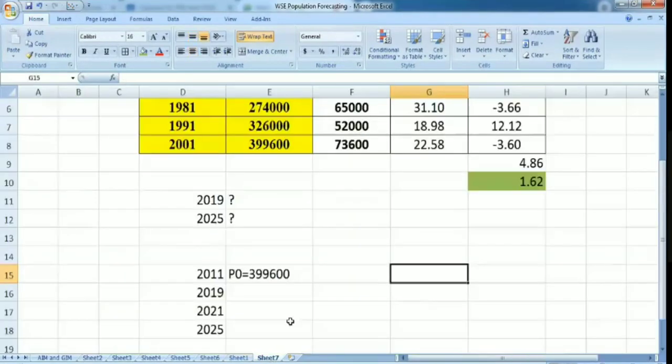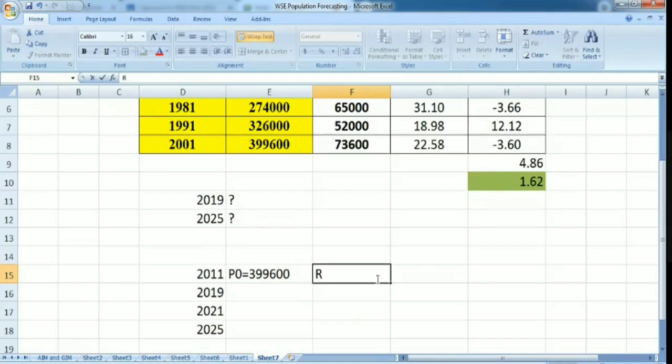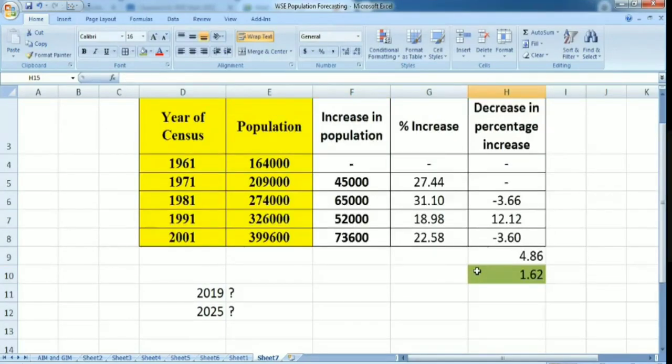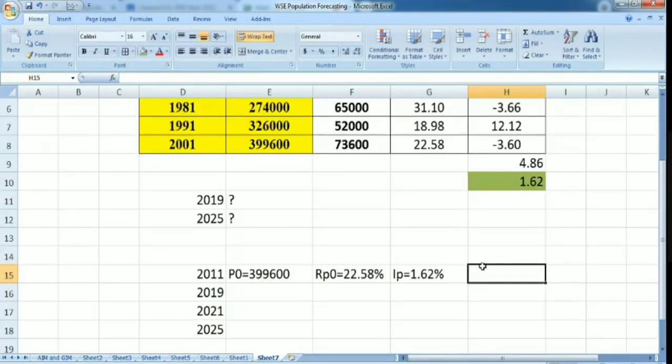So in this particular case, what is the RP naught value? RP naught is 22.58. Okay, this is what you have got. And what about IP here? IP is 1.62. Okay, that is percentage. So this is what you got.